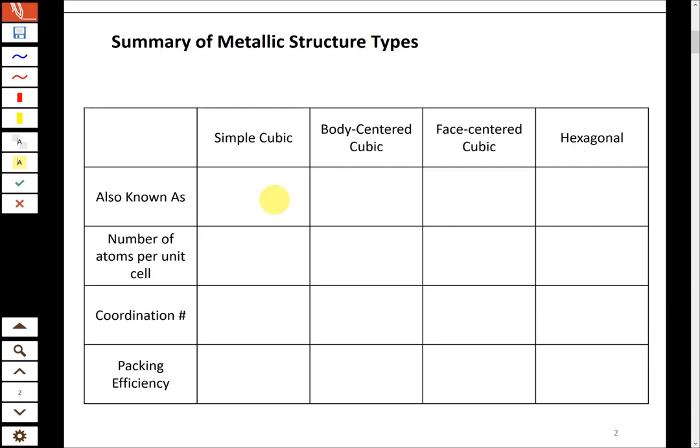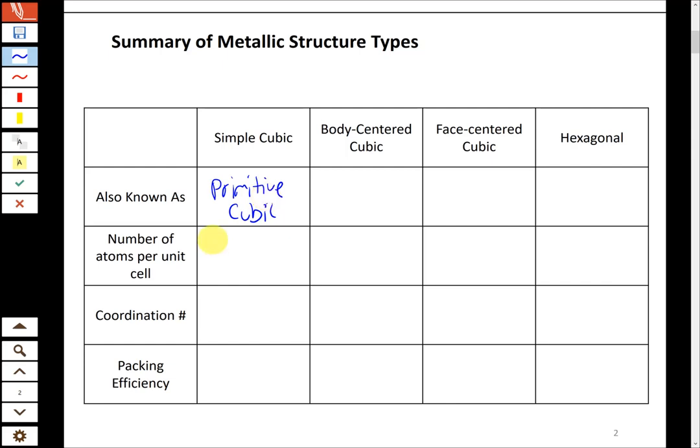So the first one I talked about is called primitive cubic, or simple cubic. So we call it a simple cubic, and the other name for it is primitive cubic. So some of these have more than one name that you should be aware of. So simple cubic or primitive cubic mean the same thing. And as we said, this is the simplest one where you just have one atom on the corner of each of the 8 corners of the cubic unit cell.